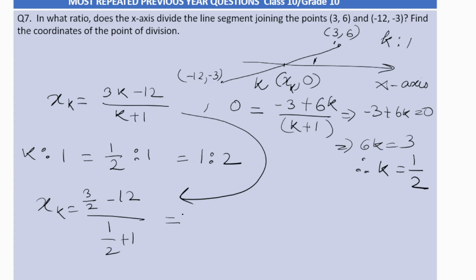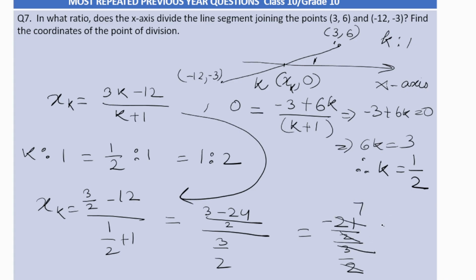Now, if we do this, what it will be? 3 minus 24 by 2 and 3 by 2. So, here minus 21 by 2 divided by 3 by 2. Now, I can cancel out this 2 and 2, because the reciprocal, when it happens, this 2 which is at the down below will come up. So, 2 and 2 will get cancelled. Now, I will cancel this 3 and 21. So, 3 ones are 3, 3 sevens are 21. So, it will be minus 7. So, this coordinate will be (-7, 0). This particular coordinate is where the x-axis intersects this line segment.